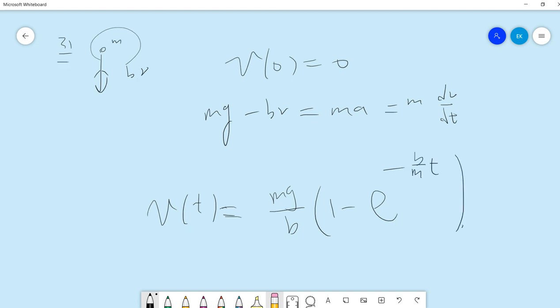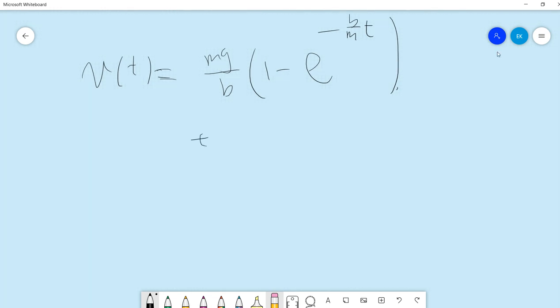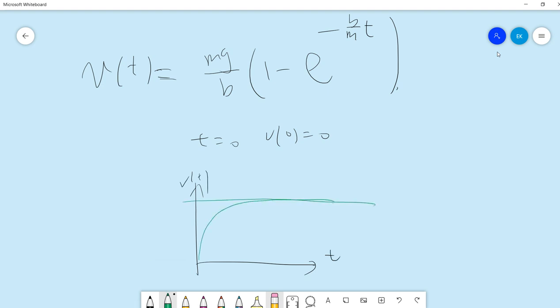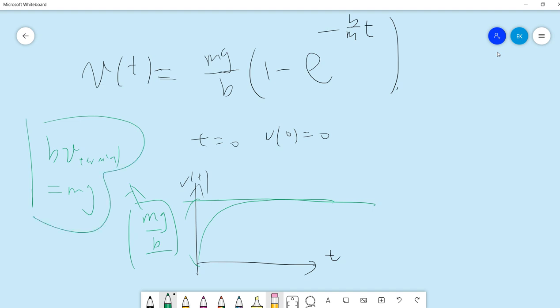I think this is correct. So when t equals 0, v of 0 is 0. So your v of t looks like this. And this is the terminal speed. Terminal speed is easy to compute, because b v terminal must equal m g, right?